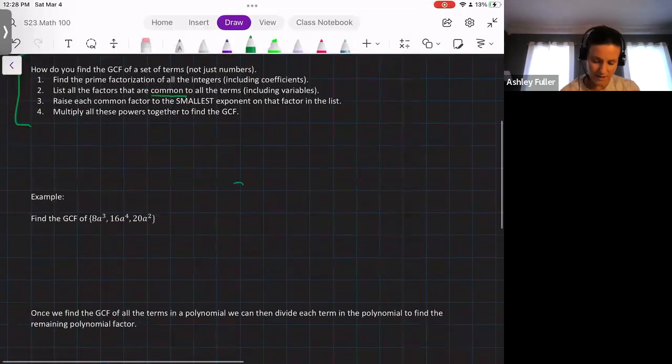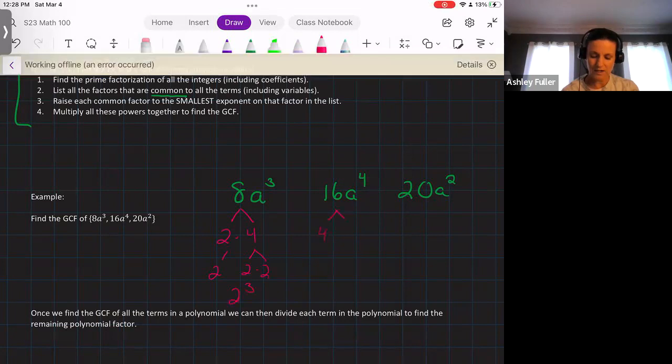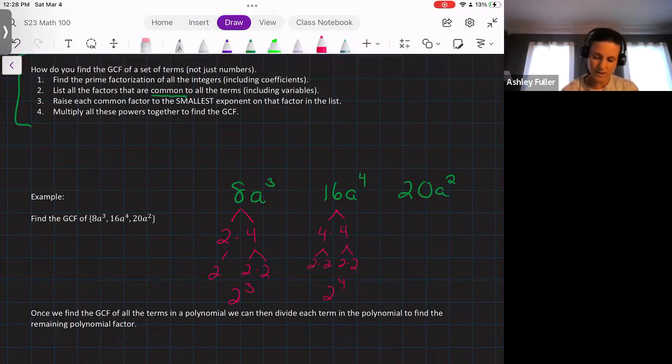Let's perform that process for this list of numbers here. A cubed, 16a to the 4th, 20a squared. To find the prime factorization, I'm going to divide each of these. This I can divide into 4 times 2, which is 2 times 2 times 2, or 2 cubed. 16 I can divide into 4 times 4, or 2 times 2, 2 times 2, which is 2 to the 4th. And 20 I can divide into 5 times 4, or 5 and 2 times 2, so 5 to the 1st and 2 squared.